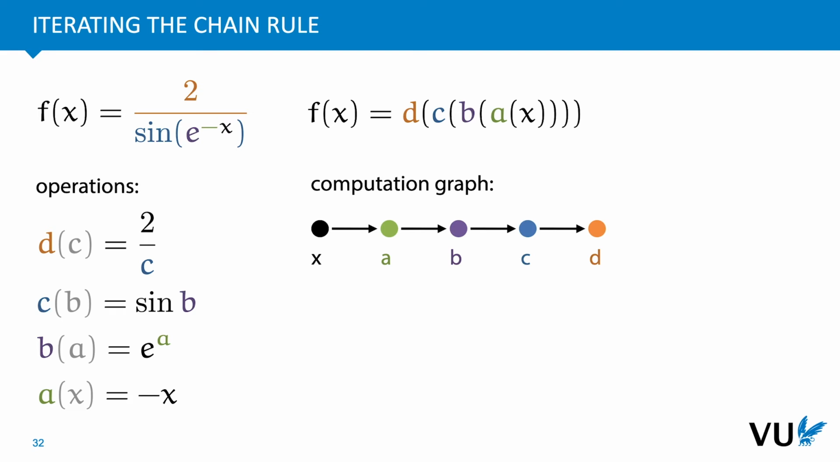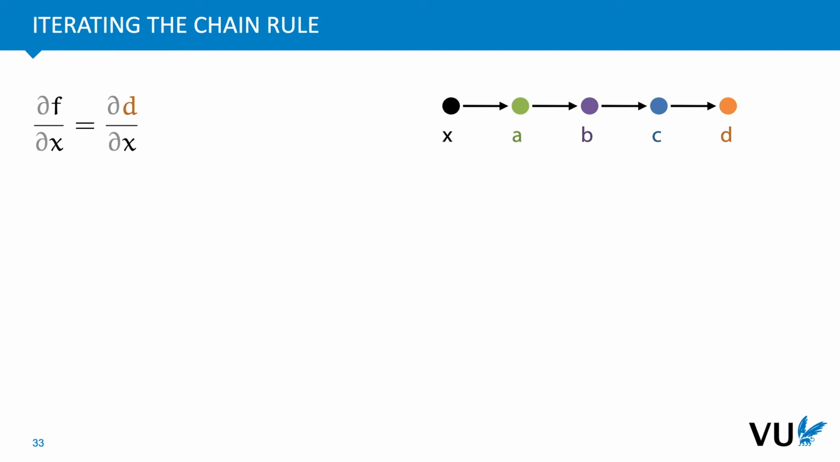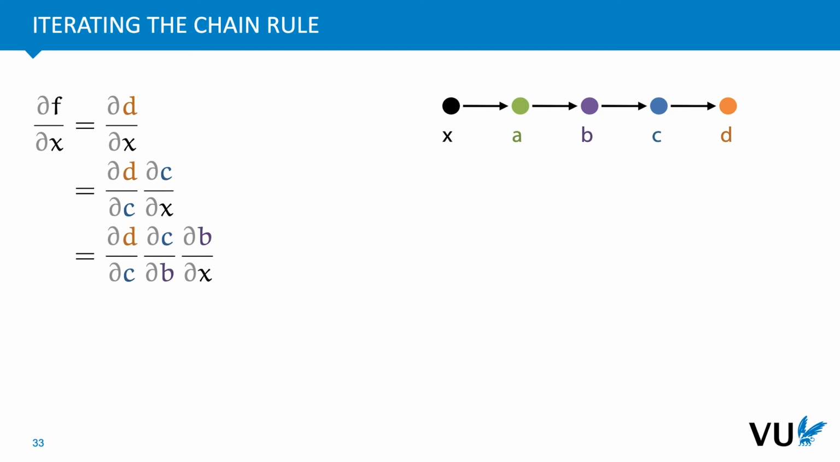So now we can take the derivative simply by iterating the chain rule over these functions. Firstly, note that the output of d is f, so df over dx is equal to dd over dx. And for dd over dx, we can apply the chain rule. First with respect to c, so dd over dx is equal to dd over dc times dc over dx, and to this factor on the right, dc over dx, we can apply the chain rule again for b. So we get dc over db times db over dx, and again for a.